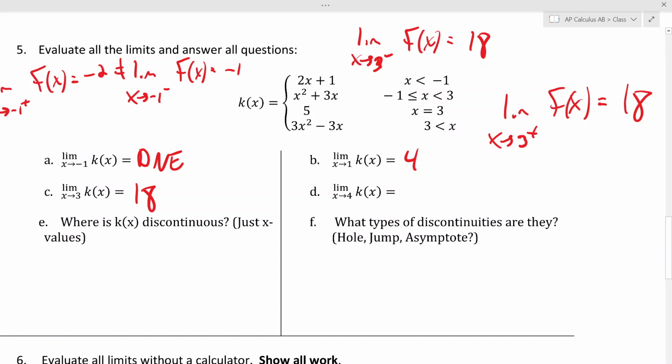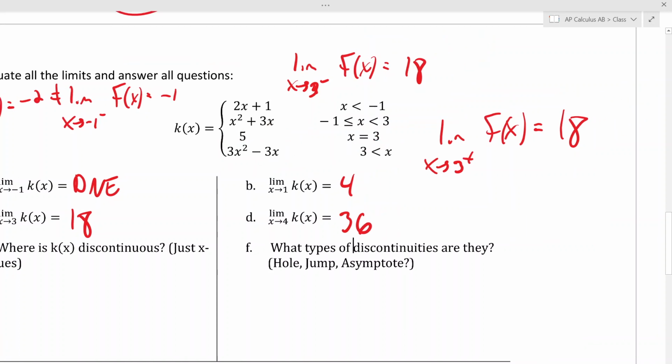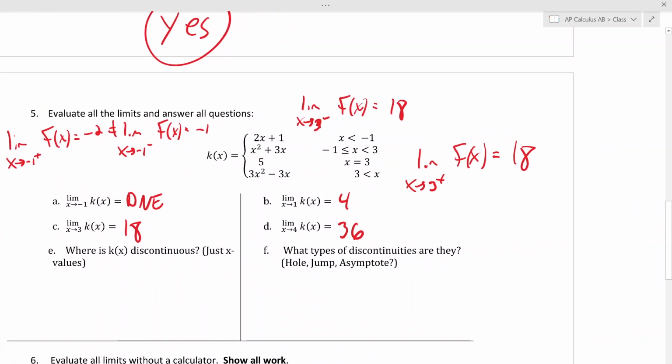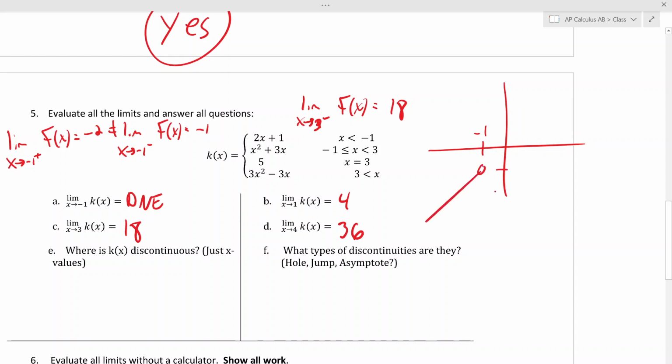All right, as we approach 4, we're on this interval. When you put 4 into here, you get 48 minus 12. That's 36. Okay? So here's what we know. It's easy to graph this thing and see what's going on. Here's what we just did. We said, at -1, the left-hand side goes to -1. But the right-hand side is -2. Can we handle that? That's a jump.